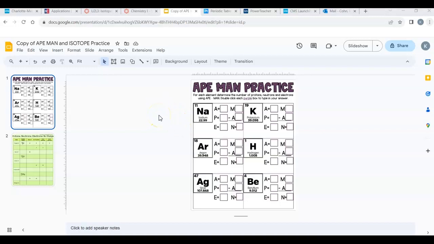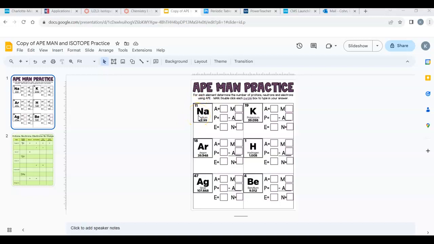So remember APE MAN, we're using that acronym to help us remember how to find the number of protons, electrons, and neutrons in our element. So this first element here is sodium. And remember, if we take a look at the box of sodium, the smaller number will always be the atomic number. And then the larger number will always be the atomic mass. Okay, so M is going to be the larger, and then A is going to be the smaller.